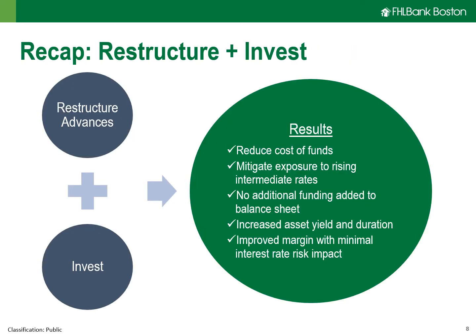So just to recap here, when you combine restructuring advances with asset investments, this can help address the considerations we talked about earlier. We can reduce cost of funds when margins are under pressure. We can mitigate exposure to rising intermediate rates through advanced restructures. In a time when most members have more liquidity than they need, we can accomplish this strategy without adding funding to your balance sheet. We can improve asset yields and extend asset duration by moving from cash to investment opportunities. And then lastly, we can improve margins without changing our interest rate risk profile.